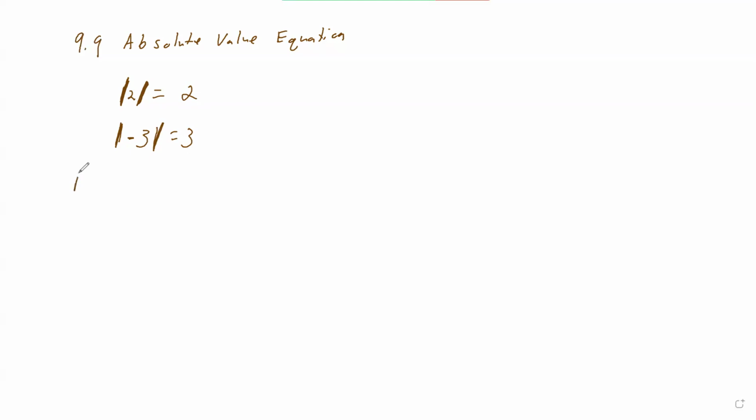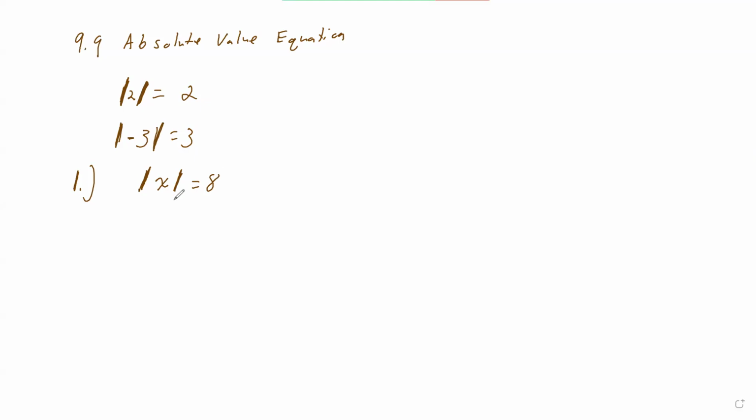So here we go. You're going to see something like this: the absolute value of x equals 8. The idea here is, what two numbers can I plug in here that will be 8 numbers from 0? Two numbers that are 8 numbers from 0.